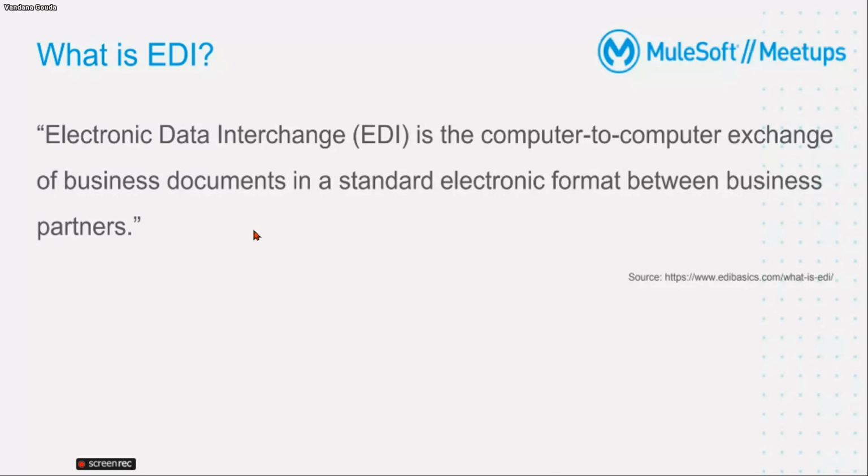Now we will see what EDI is. EDI is the full form of electronic data interchange. It's the computer-to-computer exchange of business documents in a standard electronic format between two or more business partners. This is called EDI.